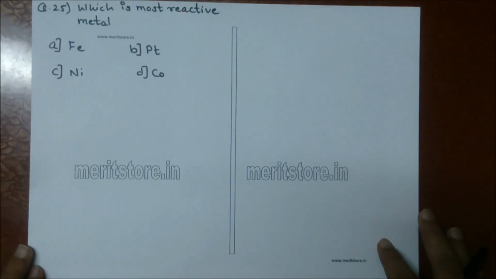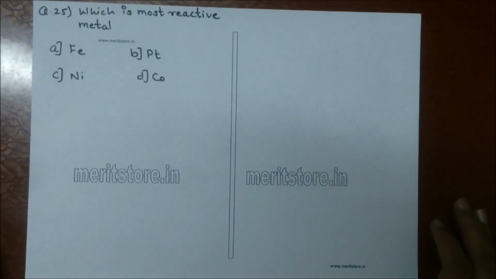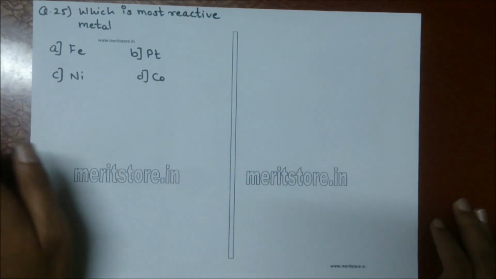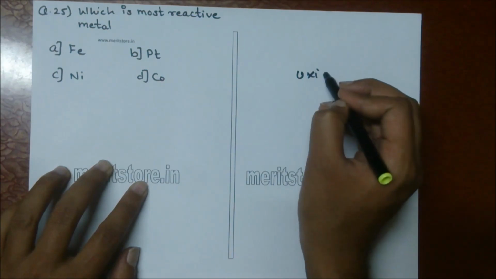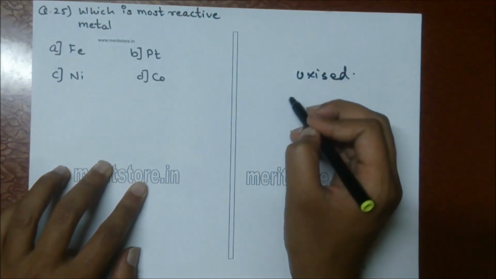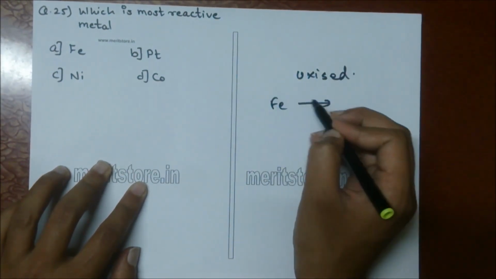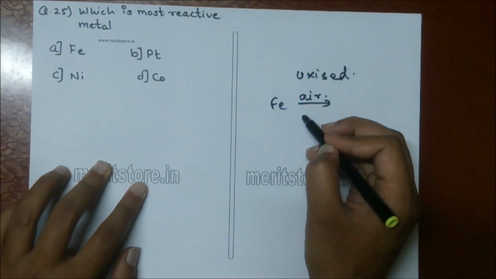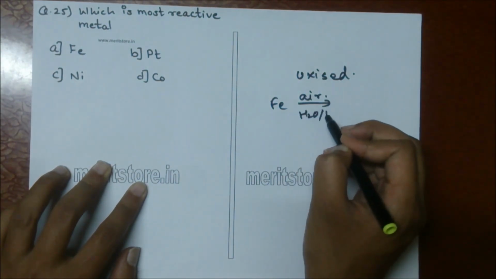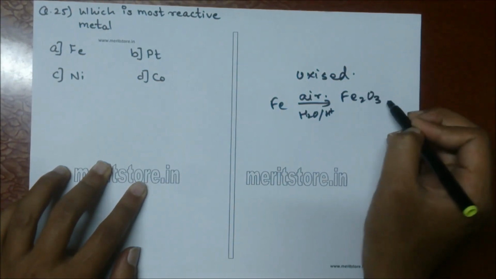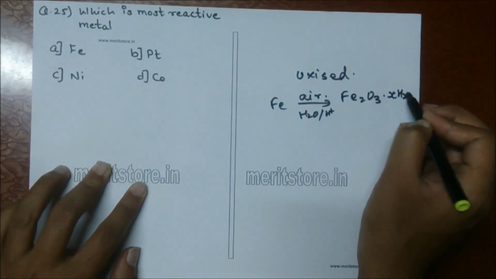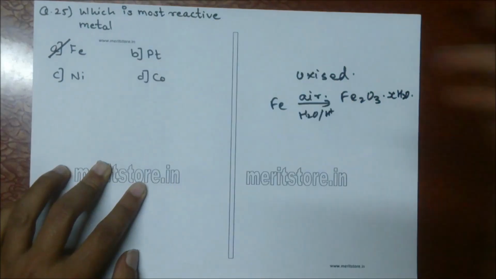Question number 25. Which is the most reactive metal? A. Iron, B. Platinum, C. Nickel, D. Cobalt. Iron gets easily oxidized in moist air. Iron in presence of air, water, H+ ions forms rust, Fe2O3.H2O. So option A is the correct answer.